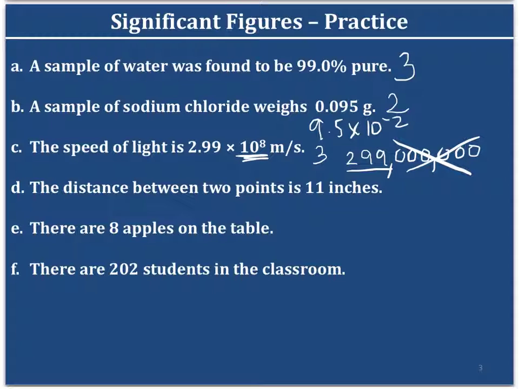All right, the distance between 2 points is 11 inches. Now this has 2 non-zeros, so that would be 2 sig figs. There are 8 apples on the table. Now you might be tempted to say 1 sig fig, but actually that's not correct. It is unlimited sig figs because we can count these. And then the same thing for F. There are 202 students in the classroom. We can count that, so unlimited number of sig figs.